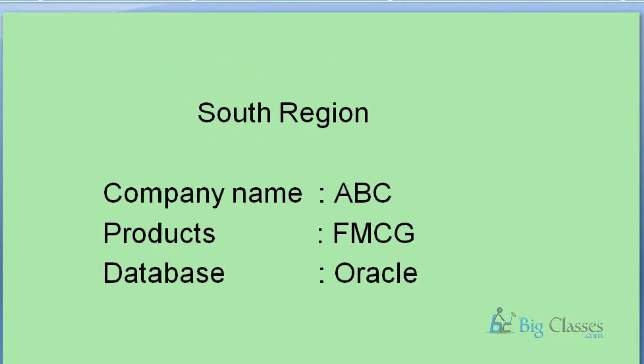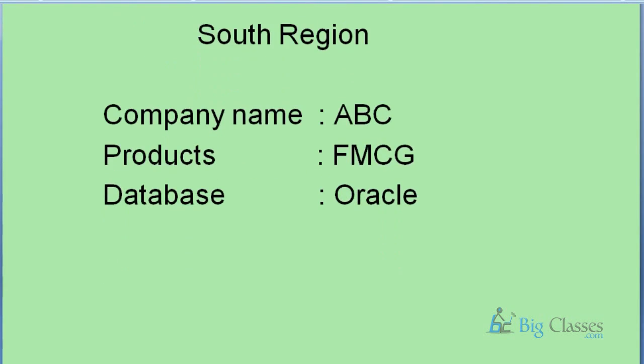Let me start with an example so that it would be very clear for you guys. You can easily understand. Let us assume that I started a business in the south region of India. The company name was ABC. Any business obviously deals with products. So here I'm dealing with FMCG, fast moving consumer goods, nothing but daily usage products like paste, toothbrush, all this stuff. To capture all my business transactions, I'm using Oracle as my database.